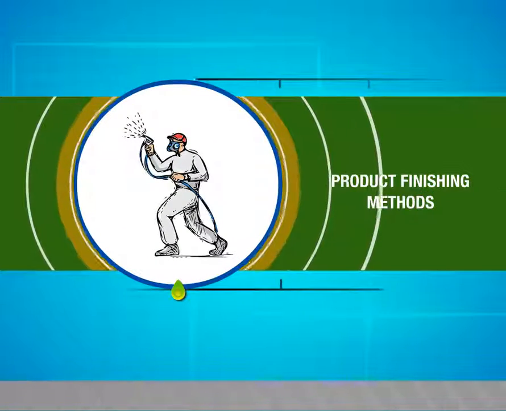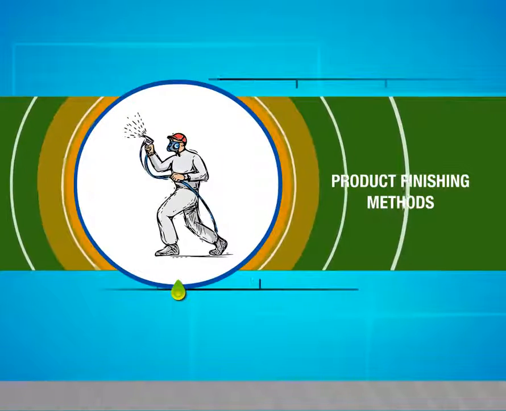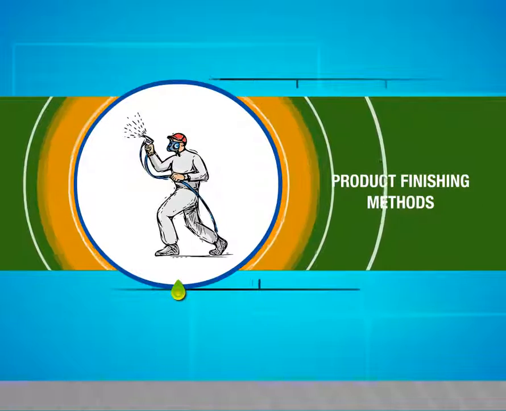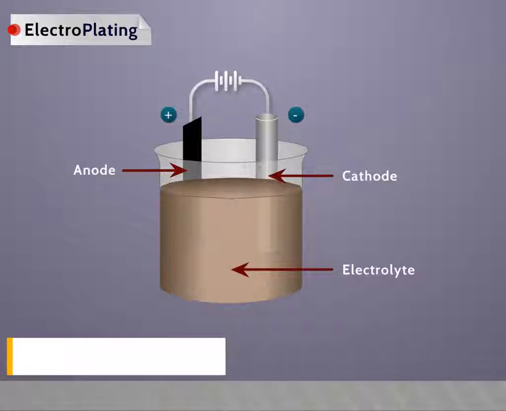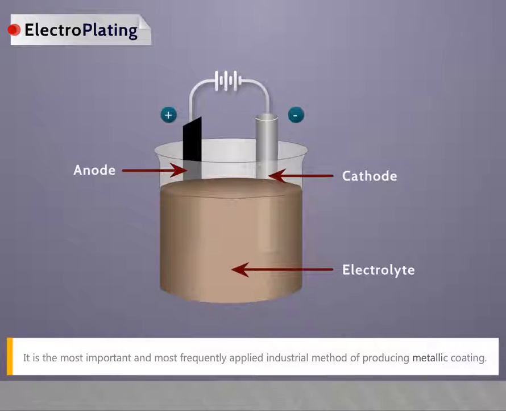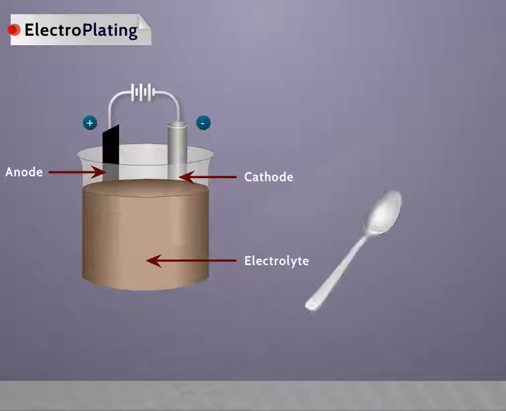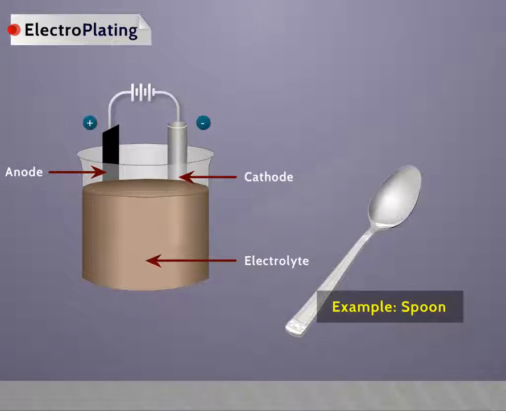Product finishing methods. In this video, we are going to see about product finishing methods like painting. Electroplating. It is a coating technique. It is the most important and most frequently applied industrial method of producing metallic coating. Example: spoon.